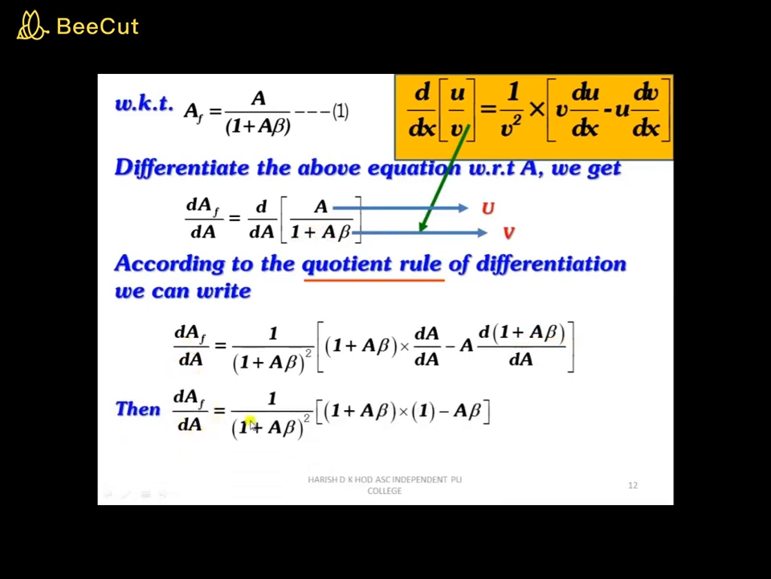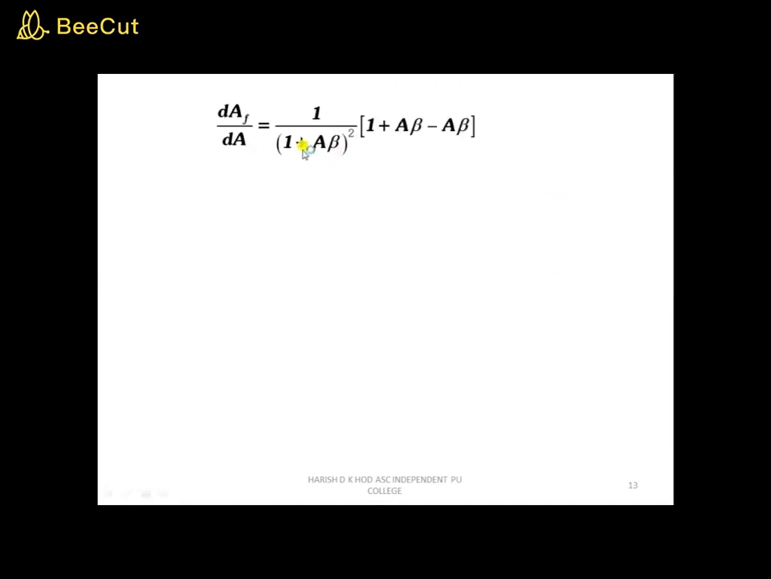dAF by dA is equal to 1 divided by (1 plus A beta) whole square, into (1 plus A beta), minus A, into d by dA of (1 plus A beta). Here we need to split the differentiation, that is d by dA of 1 plus d by dA of A beta. d by dx of any constant is 0, and d by dA of A beta is beta. Then this equation can be written as dAF by dA is equal to 1 divided by (1 plus A beta) whole square, into 1 plus A beta minus A beta.